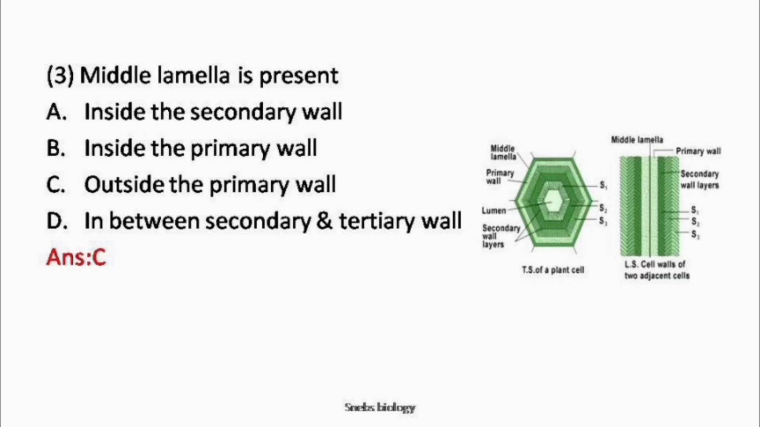Next, question 3. Middle lamella is present, option A inside the secondary wall, option B inside the primary wall, option C outside the primary wall, option D in between secondary and tertiary wall. So the middle lamella is a thin binding layer between the cell walls of adjacent plant cells. It is chemically formed of pectates of calcium and magnesium. It is present towards the outside of the primary wall. So the correct answer is option C.